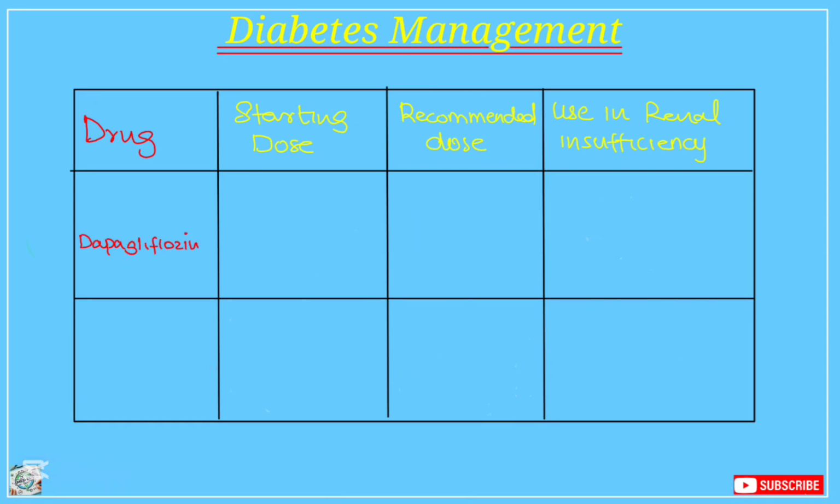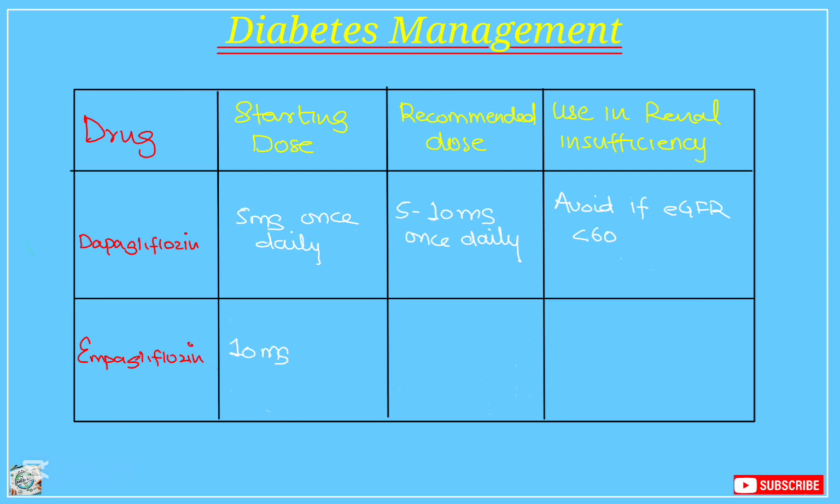Coming to the SGLT2 inhibitors, dapagliflozin starts at 5 mg once daily and can go up to about 10 mg once daily. But if the eGFR drops below 60, it should be avoided. Empagliflozin works similarly with a starting dose of about 10 mg once daily, which can increase to 25 mg once daily. But it's not recommended if the eGFR falls below 30.